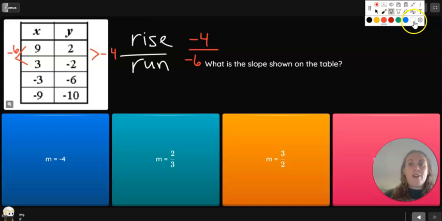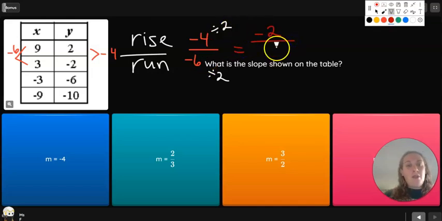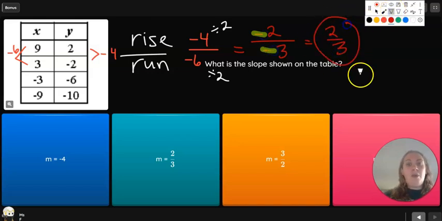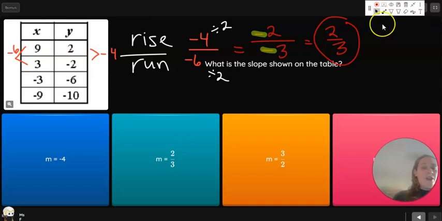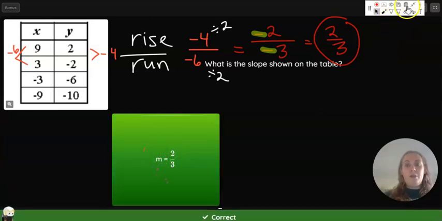We can reduce that fraction. We can divide both of those numbers by 2. -4 divided by 2 is -2. -6 divided by 2 is -3. Since we have 2 negative signs here, those will cancel each other out, and this just gives us a slope of 2/3. So we reduced it, then we got rid of those negatives because there were 2 negatives to make us a positive. Beautiful.